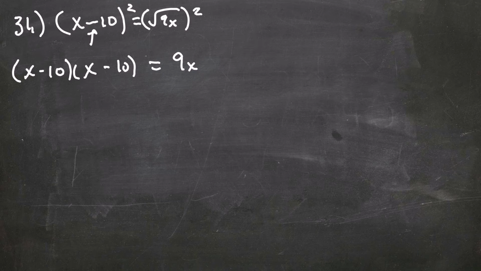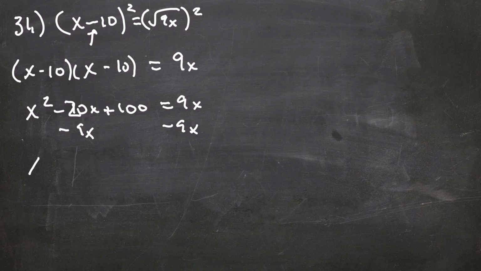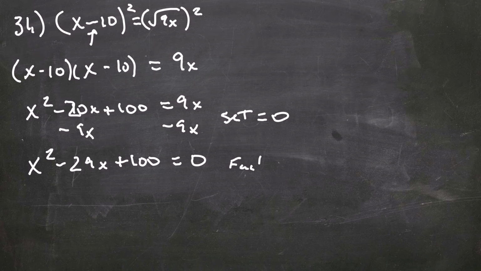So when I FOIL the left side, I get x squared minus 20x plus 100 equals 9x. Now I have to subtract 9x from both sides. I get x squared minus 29x plus 100 equals 0. Now I have to factor. So I had to set it equal to 0. That's the first part of factoring. Now I've got to factor.